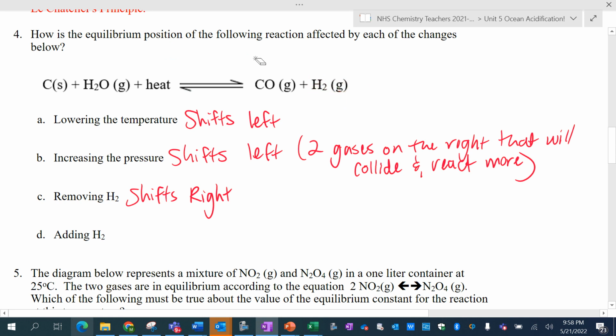And then if we add a surplus of H2, the reverse reaction is going to speed up because they're going to try and get rid of that H2. So this is another shifts left.